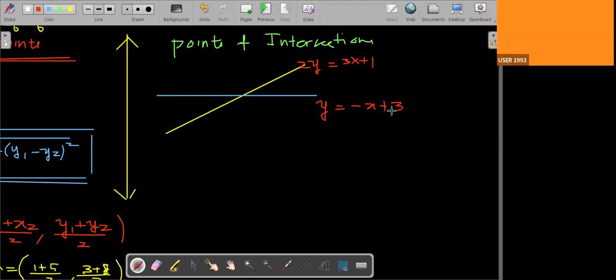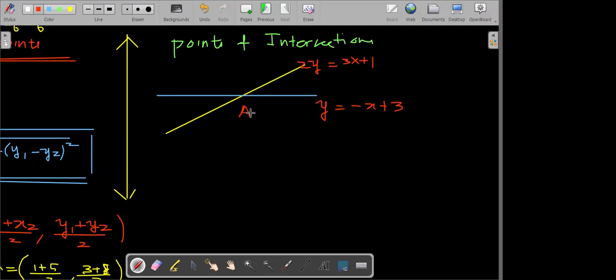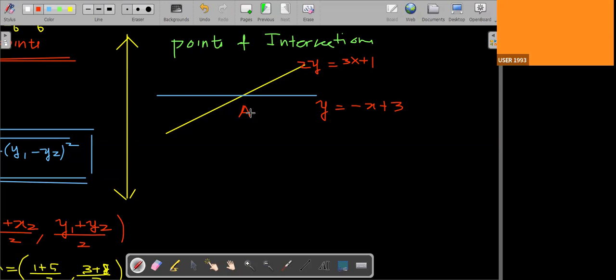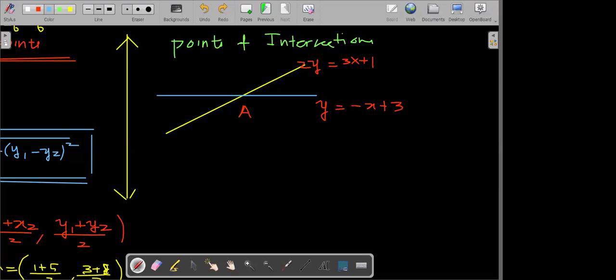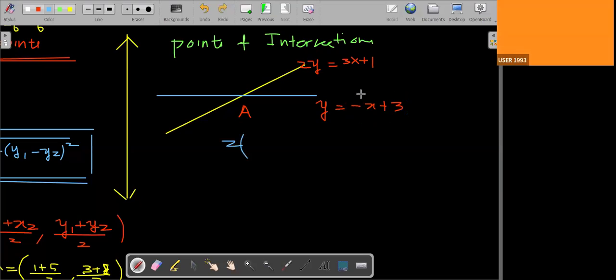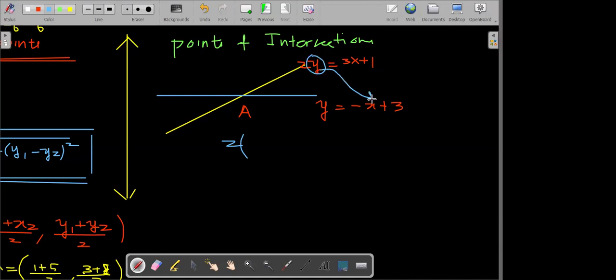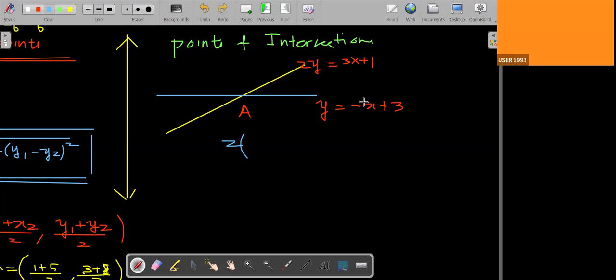Both the lines are intersecting, right? We need to find the coordinate of this. Let that point be A. It's just like simultaneous equation solving. You know how to solve these two equations, correct? Yes, sir. So it's 2 times, instead of y, I just use this one. I'm going to replace that y with minus x plus 3, equals 3x plus 1, which is then minus 2x plus 6 is equal to 3x plus 1. So 5x is equal to 5. You can see that x is equal to 1.